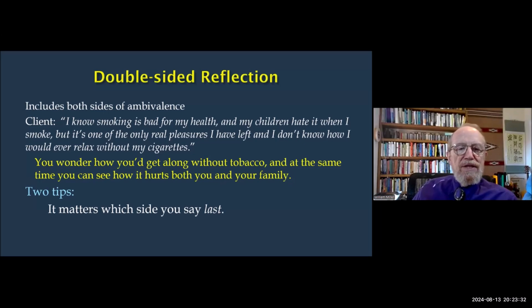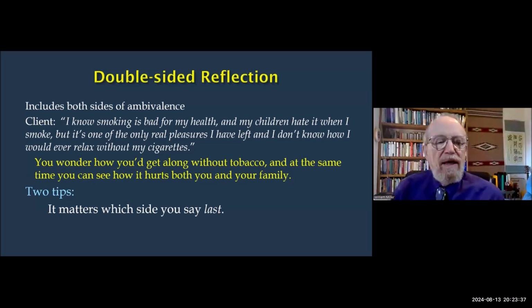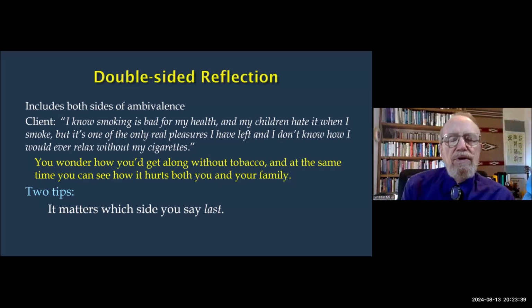If you say this reflection as it's written here, you wondered how you get along without tobacco, and at the same time, you can see how it hurts both you and your family, the next thing the person is going to say is probably about the hurtfulness of tobacco. If you reverse the order, you can see how smoking hurts both you and your family, and you also wonder how you'd get along without tobacco. Now the person's likely to talk about how difficult it would be for them to get along without smoking. So the order of a double-sided reflection matters.